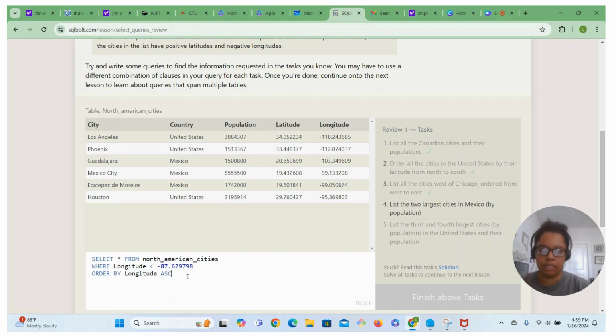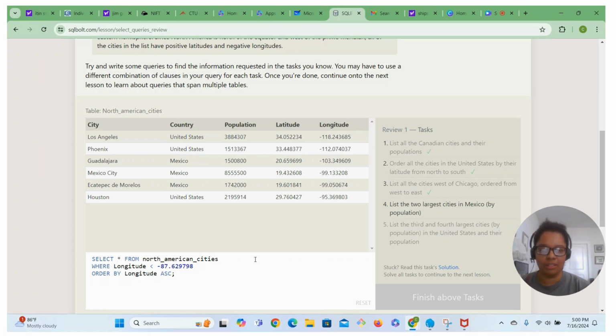Okay, and that answered the question that they were asking, which was list all the cities west of Chicago, order by west to east. And it gives you right here the cities: Los Angeles, Phoenix, Guadalajara, Mexico City, Ecatepec de Morales, and Houston. I would like to see how somebody actually pronounces this, if I'm saying it right.